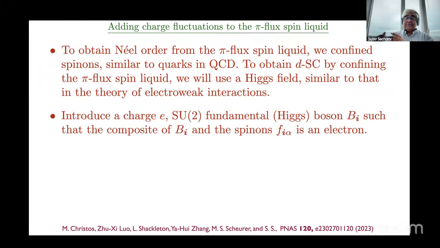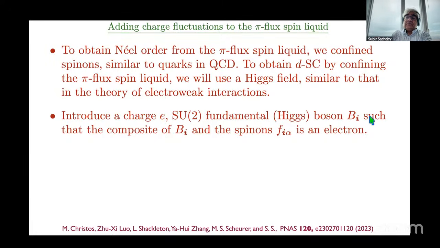So we introduce, and there's of course a way to do this from a microscopic derivation, but I'll present it as if we could just have figured this out just by symmetry. So you introduce an SU2 fundamental Higgs boson. It has to be SU2 fundamental because only then its condensation will completely confine the SU2 gauge field, which is the case also in the theory of electroweak interactions. And we also introduce a charge, and they also carry a charge e. That's also the case here, because that will allow us to get superconductivity.